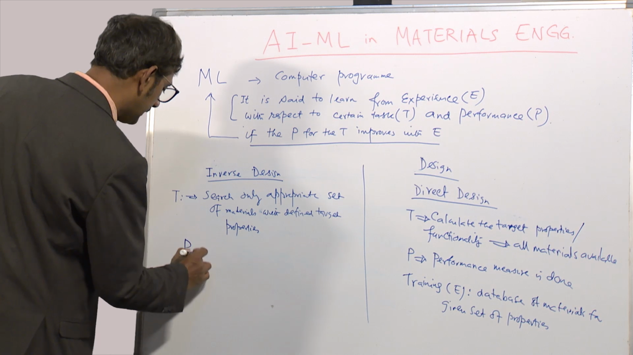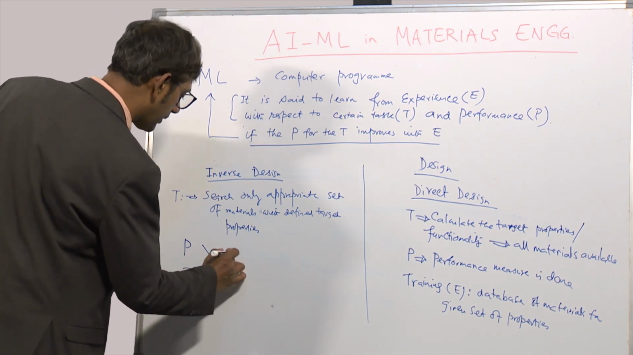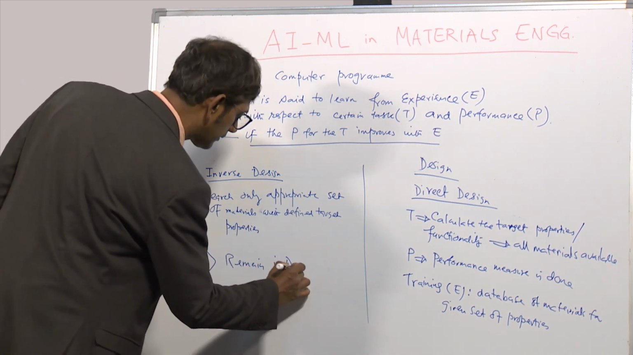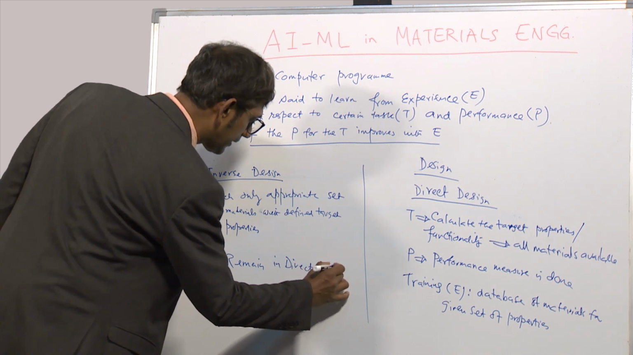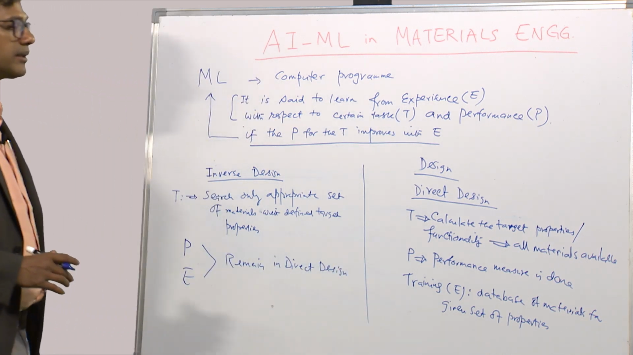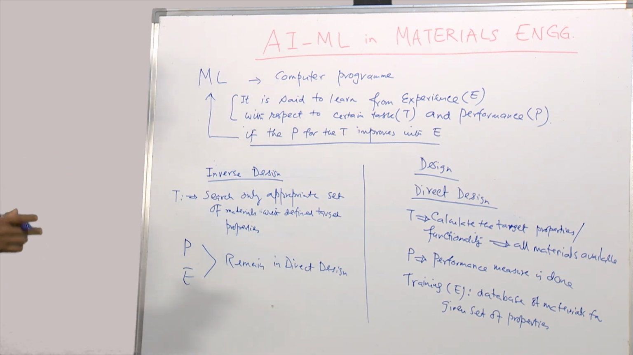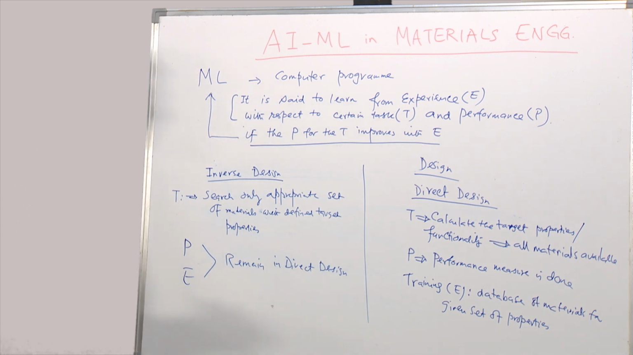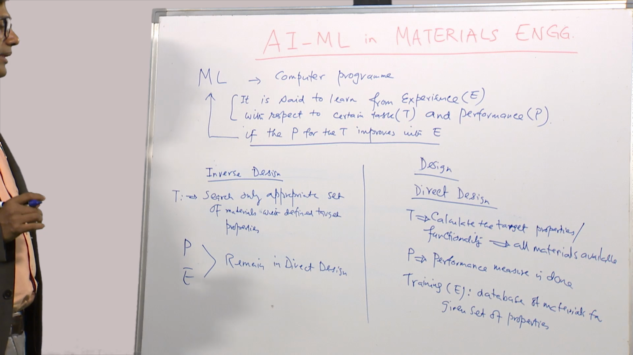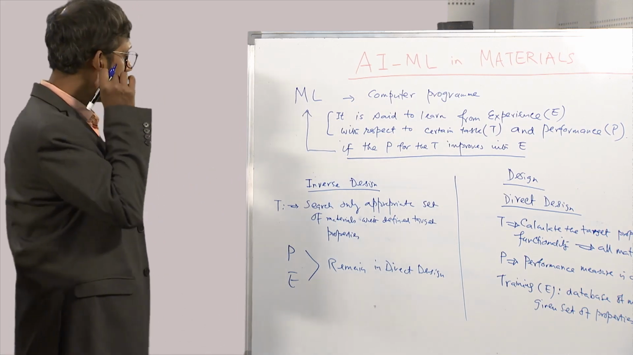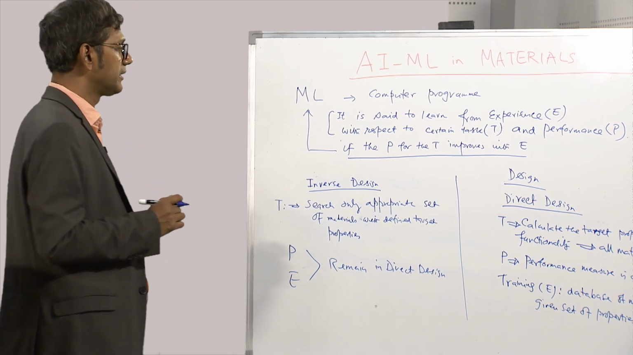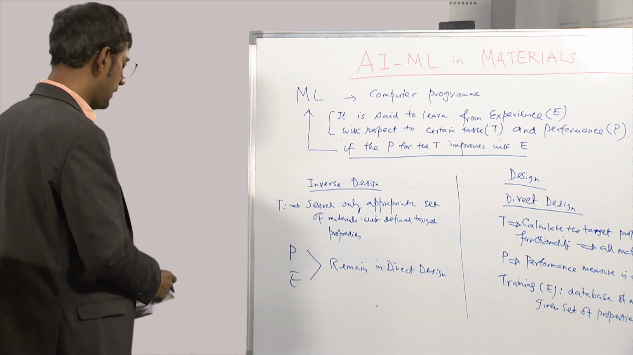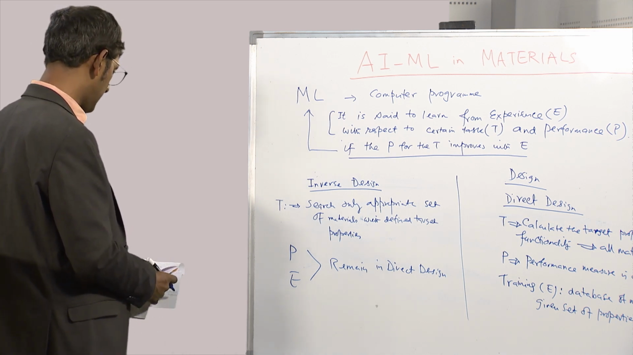And P and E remain the same as in direct design. So, basically the difference between direct and inverse is in terms of search pool. In inverse design you are searching only an appropriate set of materials, but in the case of direct design you search all materials, you are not very selective about that. This is the main difference between these two design principles, and both of them are actually used in ML. So, this is something which all of you should remember very easily.